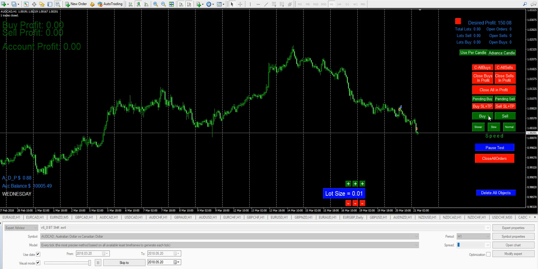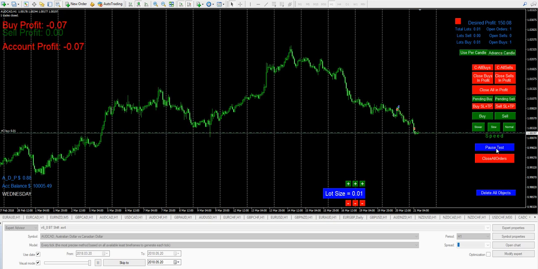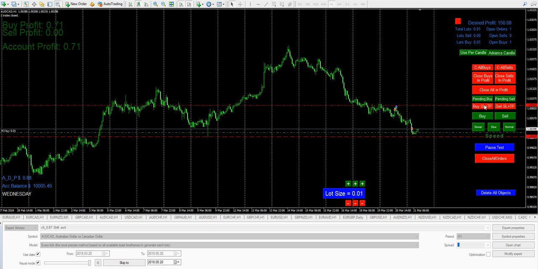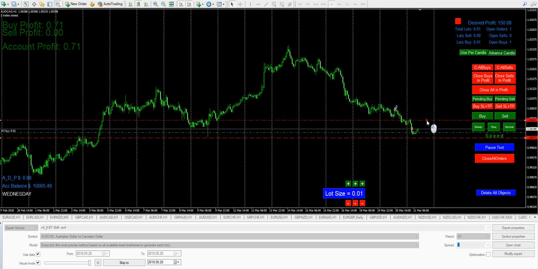I'll do one more. I'll do a buy. Buy, stop loss, and take profit. The strategy tester should pause. If it doesn't, just use the pause button. And then move your stop loss and take profit to your desired levels. And then advance candle.